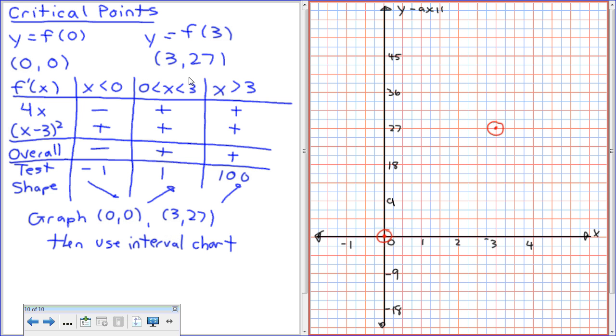Less than 0, what does my graph look like less than 0? It's going downward. So it's going to look something like this, okay? This was scaring me because I thought it's not going to be a quartic. It is a quartic, okay? Now the trick is for this. It's going to go upwards and then upwards again.